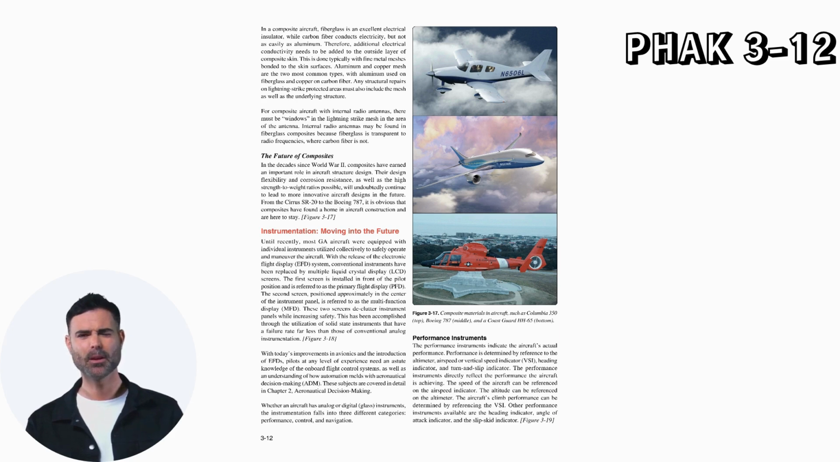This is done typically with fine metal meshes bonded to the skin surfaces. Aluminum and copper mesh are the two most common types, with aluminum used on fiberglass and copper on carbon fiber. Any structural repairs on lightning strike protected areas must also include the mesh as well as the underlying structure. For composite aircraft with internal radio antennas, there must be windows in the lightning strike mesh in the area of the antenna.